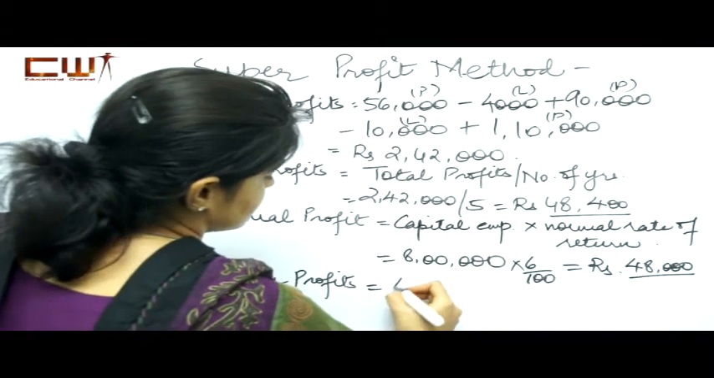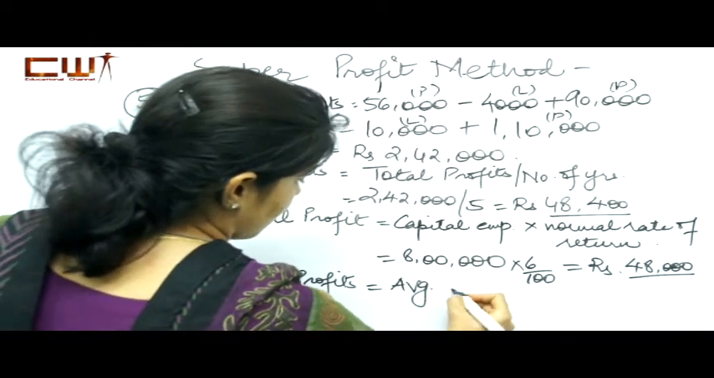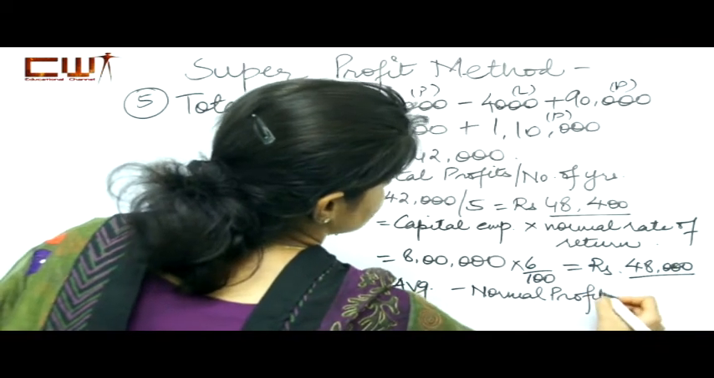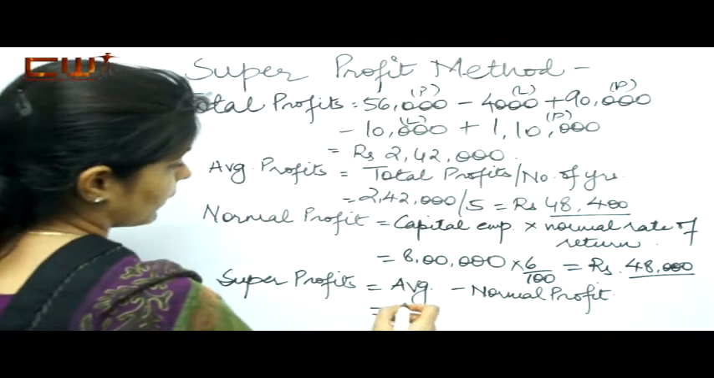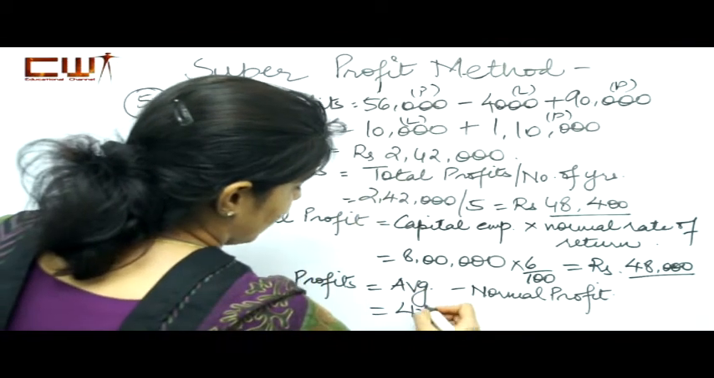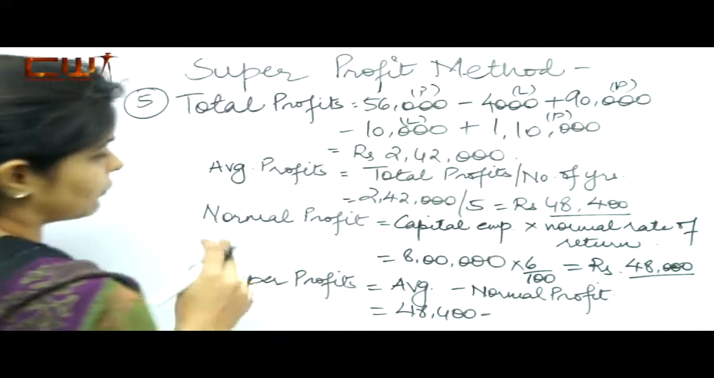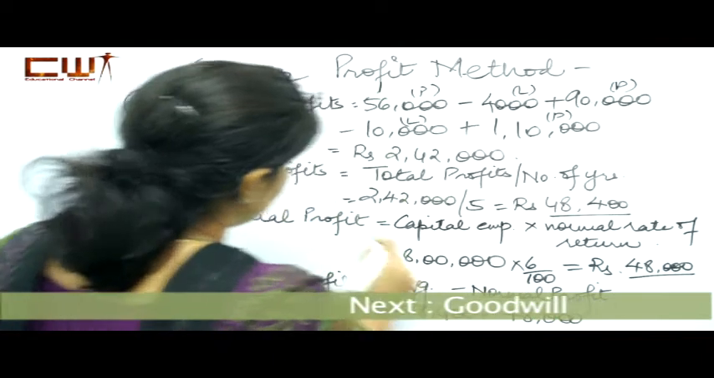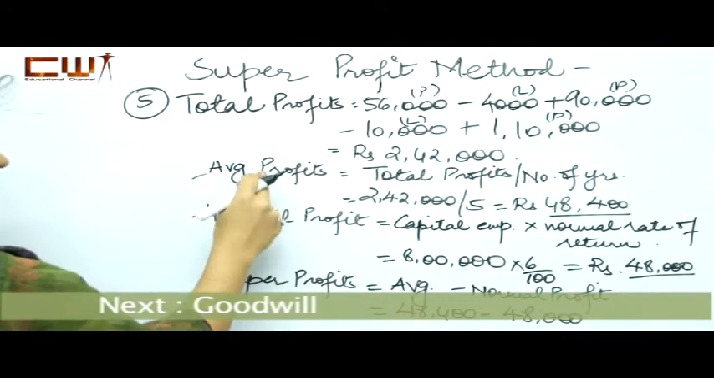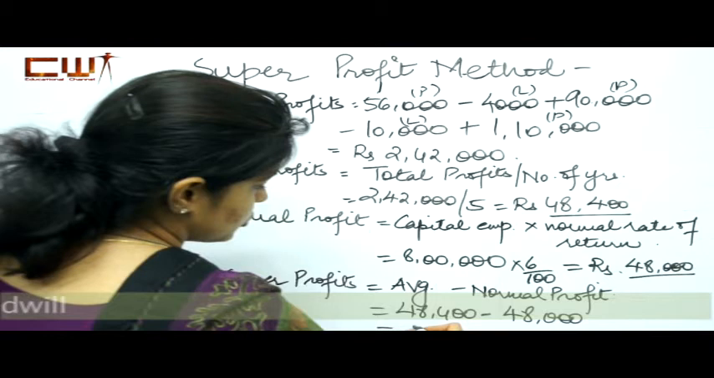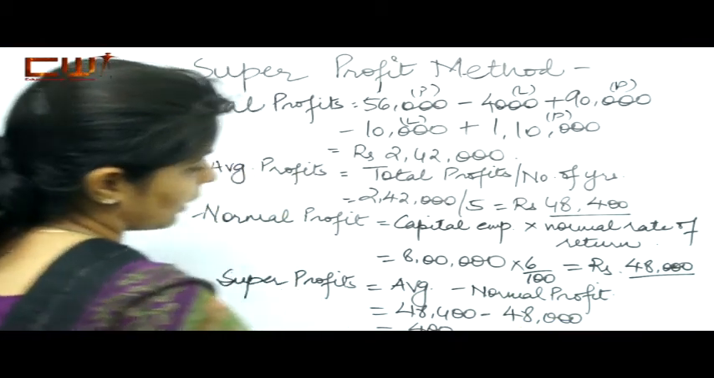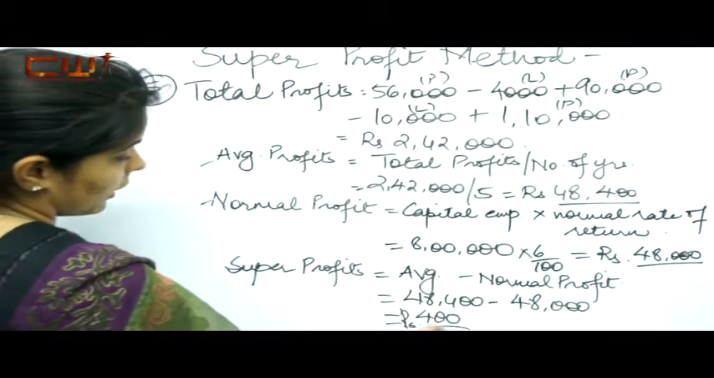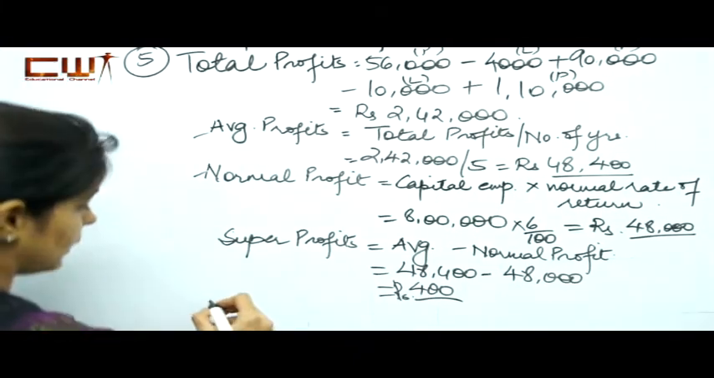The formula is average profit minus the normal profit. Average profit minus the normal profit will give you super profit. What is average profit? 48,400 is the average profit. Normal profit is what? 48,000. Right? This minus this. How much do you get? 400. 48,400 minus 48,000 will give you 400. So super profit is 400. Last step is finally calculating the goodwill.